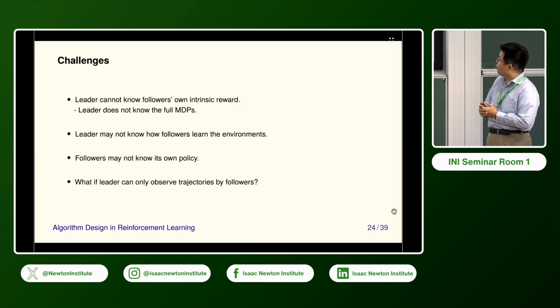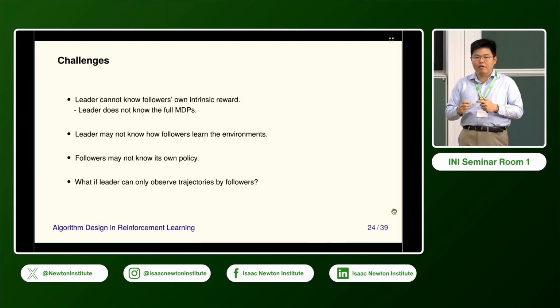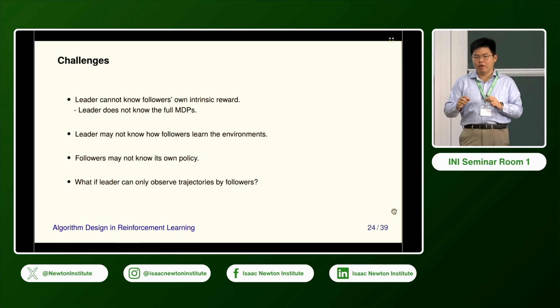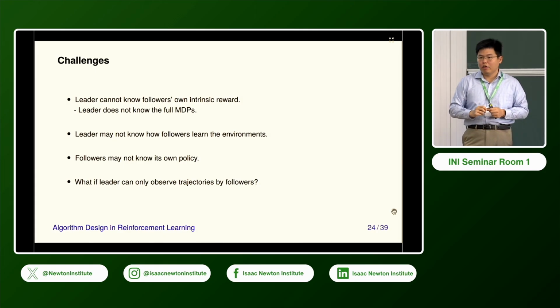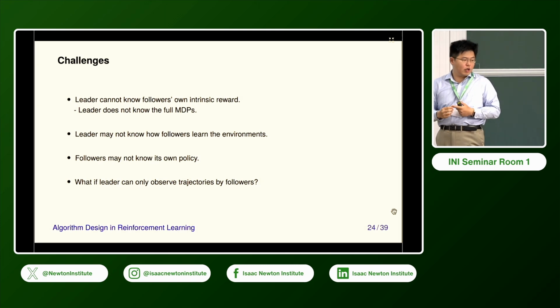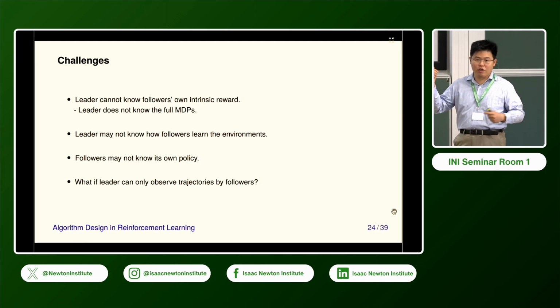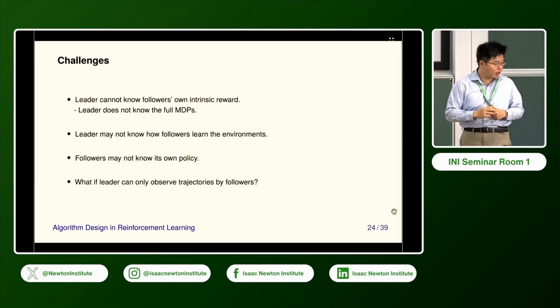So first of all, if you give incentives to followers for visiting certain state actions, the leader will not know the followers' intrinsic reward. It means that the leader may design the environment, but it does not know the full picture of this MDP environment, because each follower could have its own intrinsic rewards.